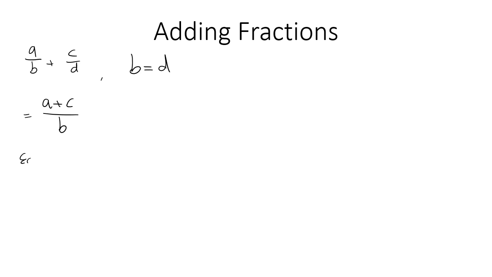Let's try an example. Let's say we had 1 over 2 plus 3 over 2. Since the denominators are the same, 2 and 2, we can add the numerators. 1 plus 3 over 2. 1 plus 3 is 4. 4 over 2. 4 divided by 2 is 2.